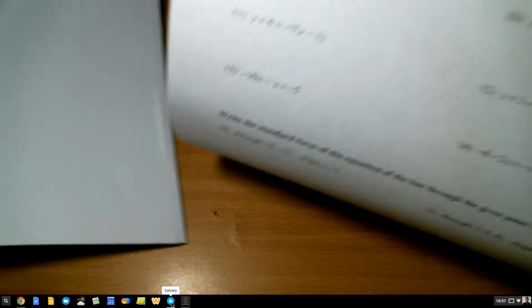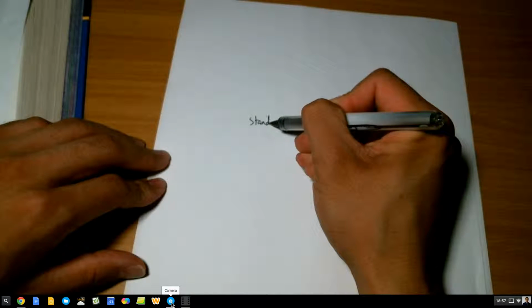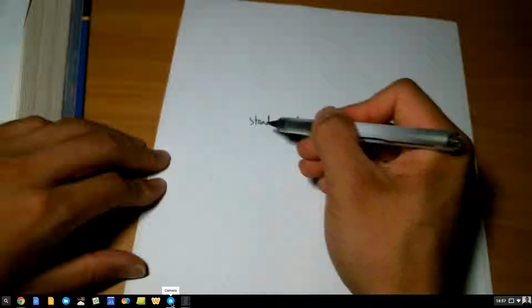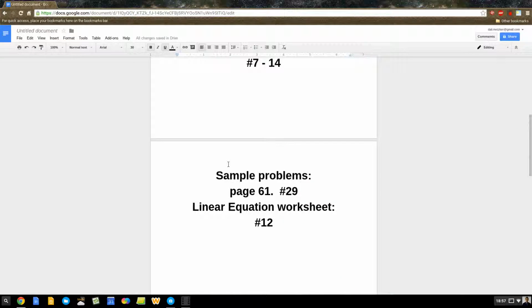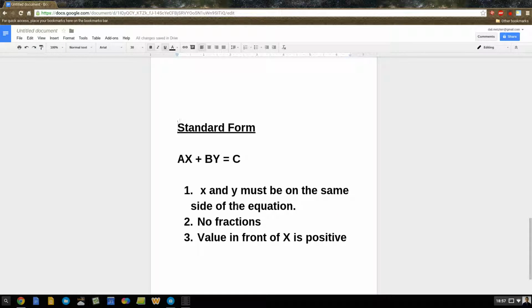Okay. Once again, let's do that problem. So we want to put it in standard form. Okay. So for review, what is standard form? Standard form, let's take a look. Here is basically what standard form says. Standard form is an equation ax plus by equals c.